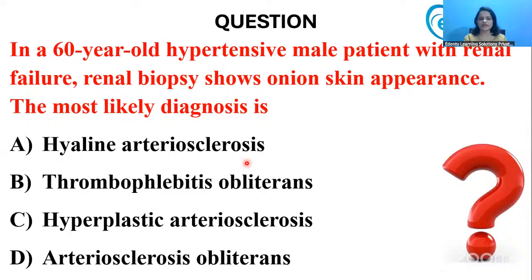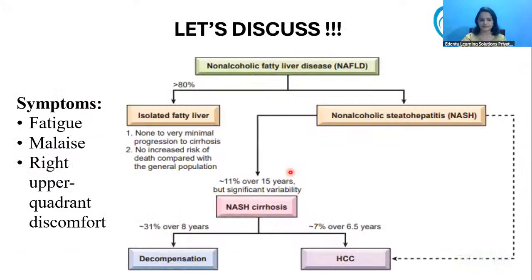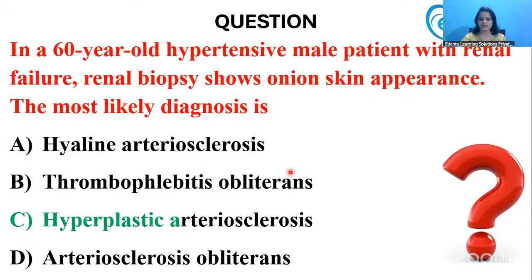The next question. In a 60-year-old hypertensive male patient with renal failure, renal biopsy shows onion skin appearance. The most likely diagnosis is? Next, a hypertensive patient with renal failure. So, kidney failure. What can it be? Yes, it can be hyperplastic arteriosclerosis.